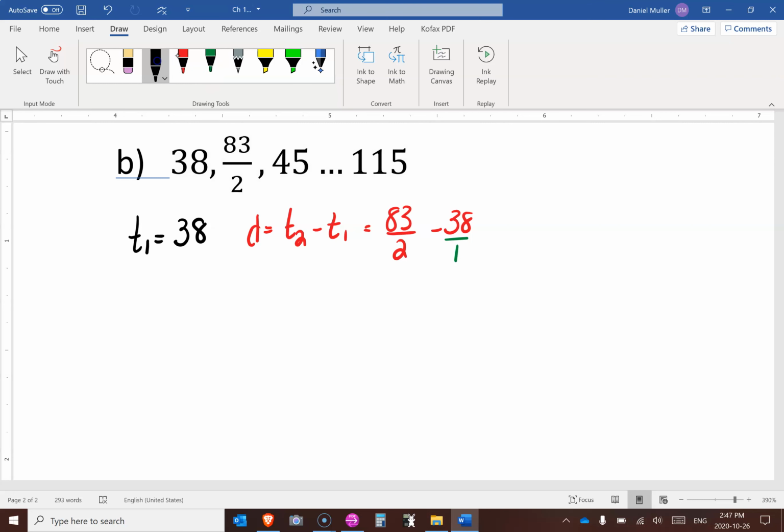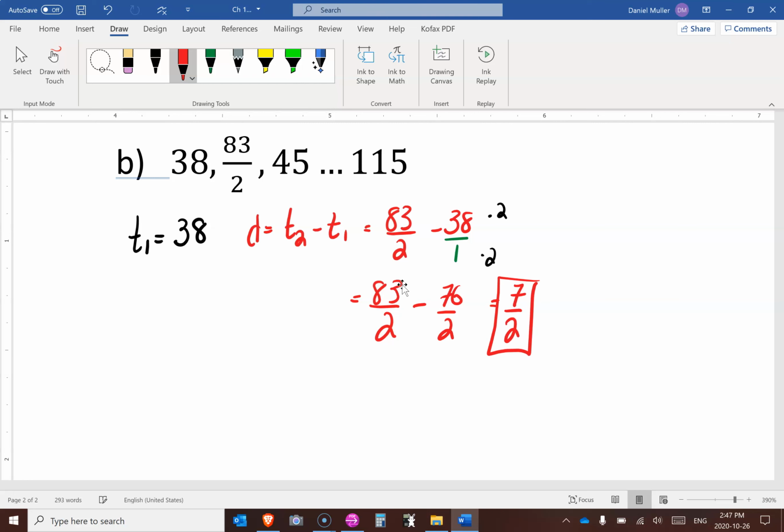And then I can times it by 2 on both sides. So I guess we'll get 83 over 2 minus 76 over 2, which in this case is 7 over 2. So 3.5 or 7 over 2. The number of terms, well, I don't actually know. That's what I'm trying to find out. But I do happen to know what that last term is, even though I don't know which spot it's in. I do know that it's 115.